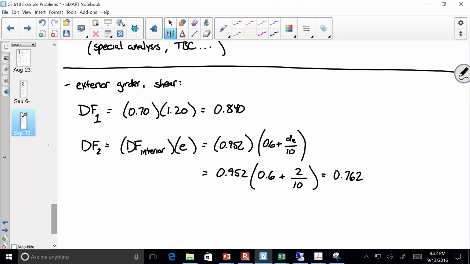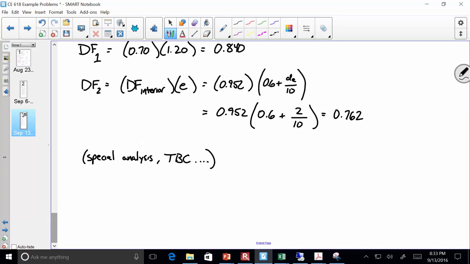Now, for exterior girders, we have one-lane loaded scenarios, two-lane loaded scenarios, and special analysis, to be continued. Okay, so far so good? Okay, so we've done interior girders, exterior girders, we've done moment, we've done shear.